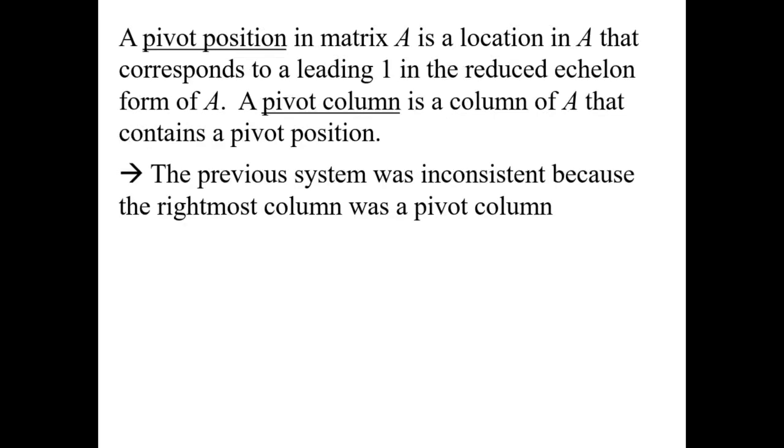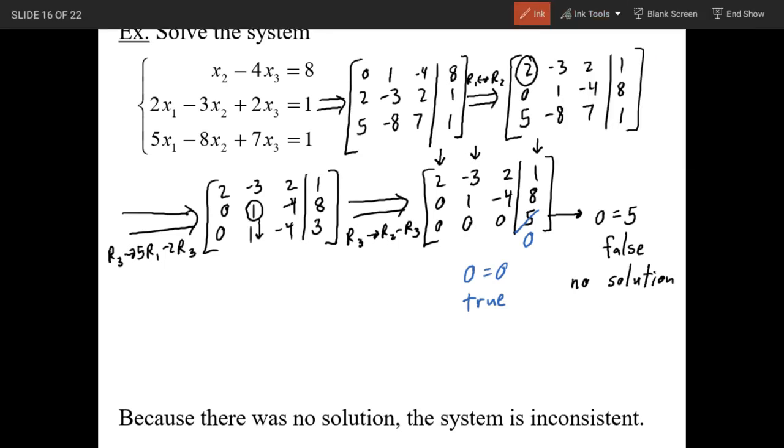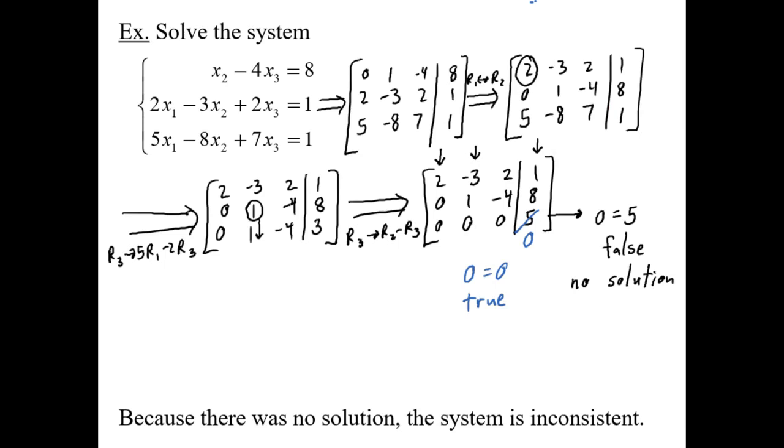So the observation here is that in the previous system, it was inconsistent because the rightmost column was a pivot column, right? Because there was that 5 in the rightmost position on the bottom row, we ended up getting a false statement. Consider that version that was blue there, the alteration. What if I had that matrix? It was 2, -3, 2, 1, 0, 1, -4, 8, 0, 0, 0. And again, let's say that last entry was also a 0.